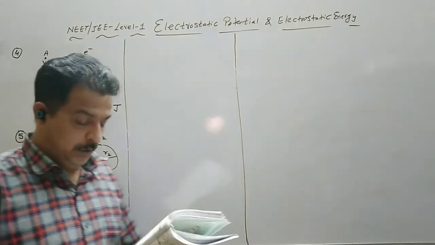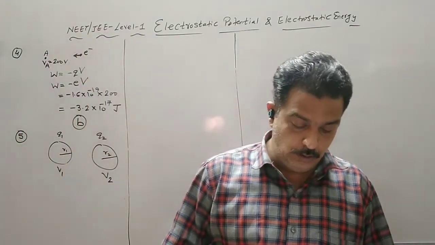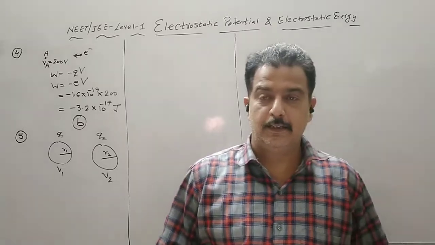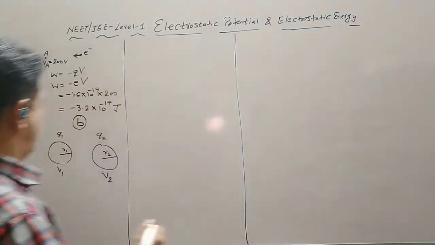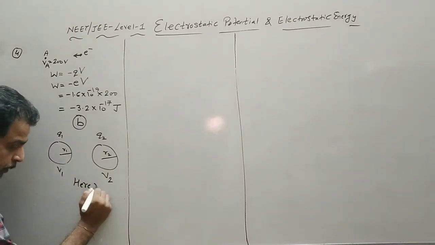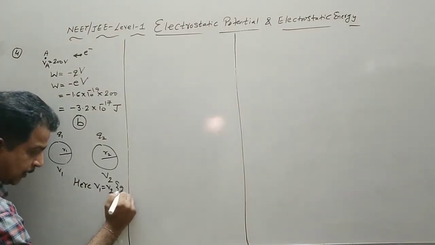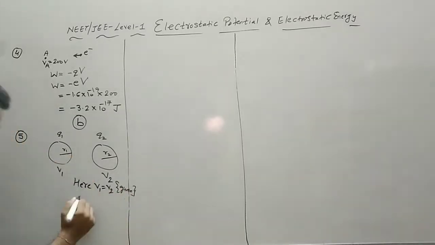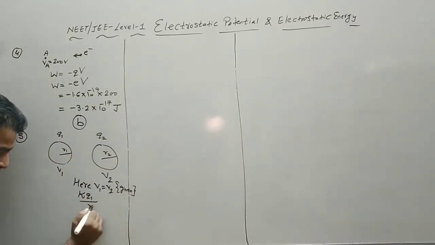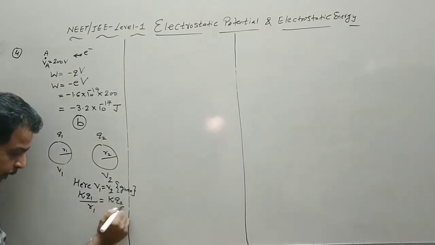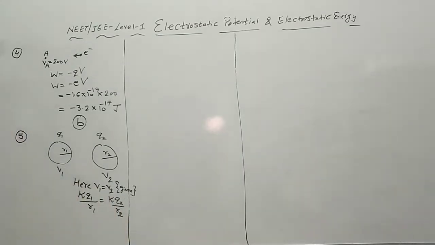Now you have to find out the relation between their surface charge density, given that the potential is the same. So here V1 is equal to V2, that is given to us. So this can be written as K Q1 upon R1 is equal to K Q2 upon R2. Clearly we need the relation between sigma 1 and sigma 2, and we know that sigma is equal to charge per unit area, the area of a sphere. So we have to bring 4 pi r square here.